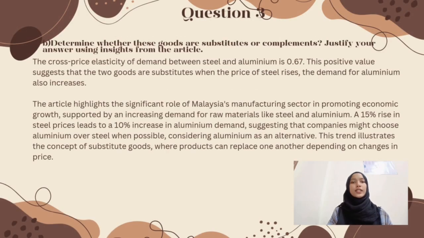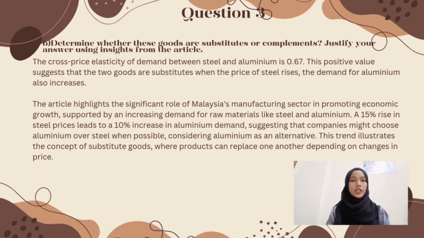So for the next question, determine whether these goods are substitutes or complements. The cross-price elasticity of demand between steel and aluminium is 0.67. This positive value suggests that the two goods are substitutes. Based on the result, the positive cross-price elasticity confirms that steel and aluminium are substitutes. This means businesses can switch between using steel and aluminium depending on price changes.